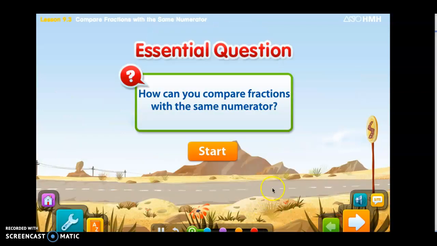How can you compare fractions with the same numerator? So that's what we're going to be focusing on: fractions with the same numerator, which is the number at the top. Last week was fractions with the same denominator, which was the number on the bottom.